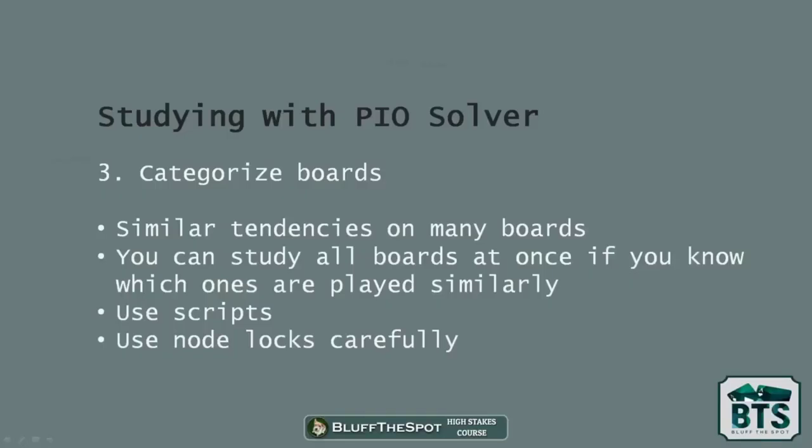So the third step, once we've improved Sim's accuracy, is to categorize boards. You can find similar tendencies on many boards, as we talked about, and study all boards at once if you know which ones are played similarly. So 10-9-4 and King 4-3 are of course completely different, but 10-9-4 is similar to 9-8-4 or Jack 9-4, let's say, and King 4-3 is similar to, let's say, Ace 6-6 or Jack 3 Deuce. Once you've categorized boards, that's when you can use a script.